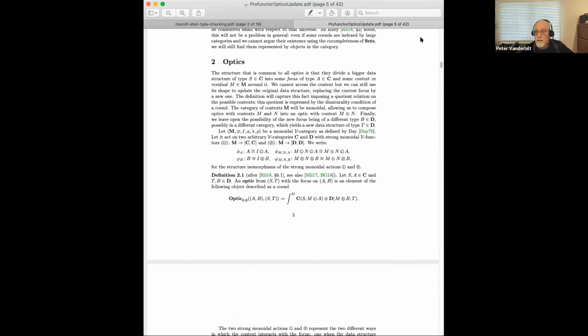Okay, let me stop share. A picture is worth 1,000 words. Let me put it in the right place first. So yeah, I've just been trying to understand ends and coends, specifically coends, because that's what shows up in the paper.